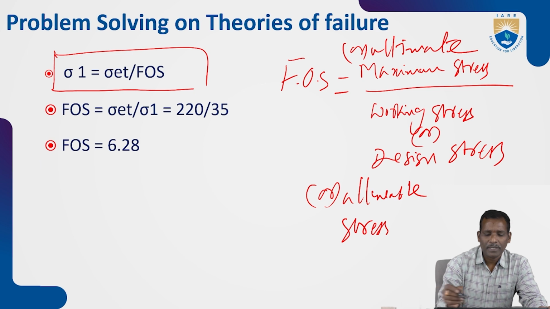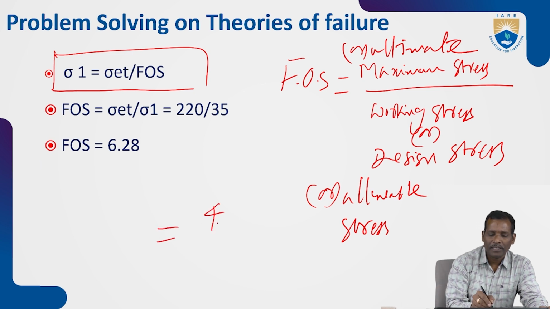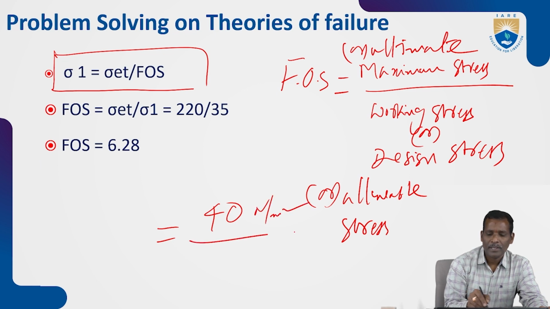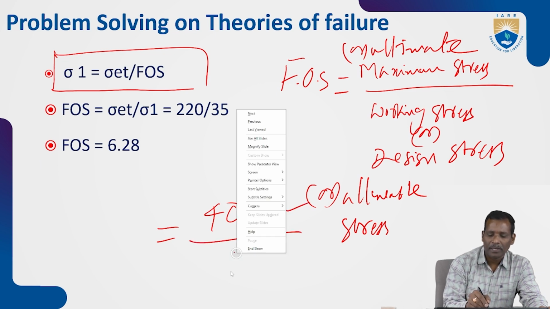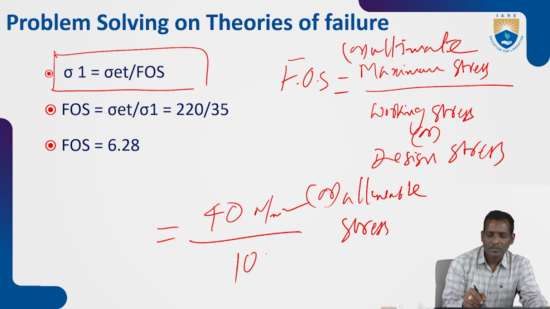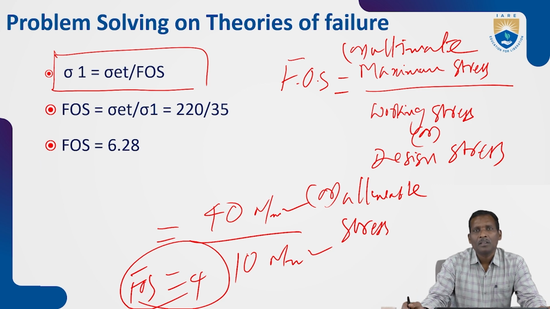Suppose the material can withstand 40 MPa, Newton per meter square. The working stress is 10 Newton per meter square. The factor of safety is 4. So it means the material can withstand up to 40 Newton per meter square. That is the ultimate stress.